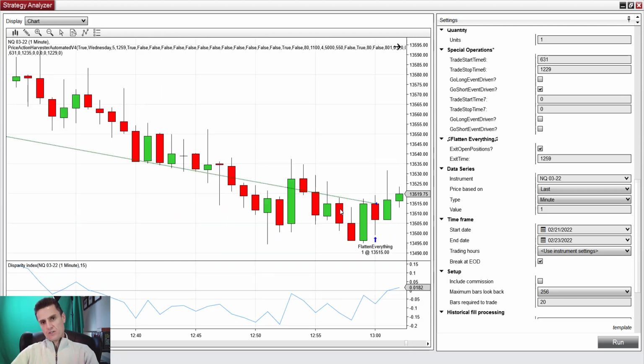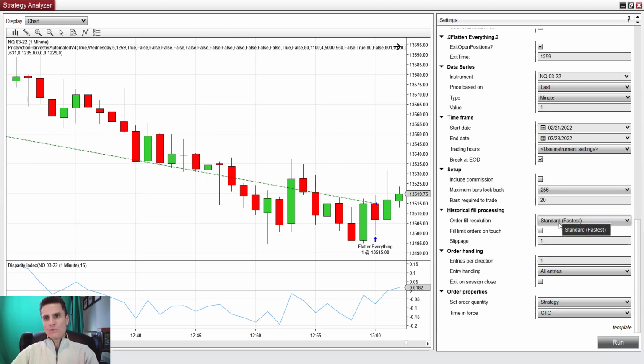Flatten everything. Okay, so basically what that means is that's the setting we put here. For flatten everything, remember I put 1259. That was checked. Exit open positions, check. Exit time, 1259. It exited at 12:59 right at the top. When the bar opens, it exited. That's when it closes at 1 o'clock. So at the open of the bar, it exited and it booked that profit.